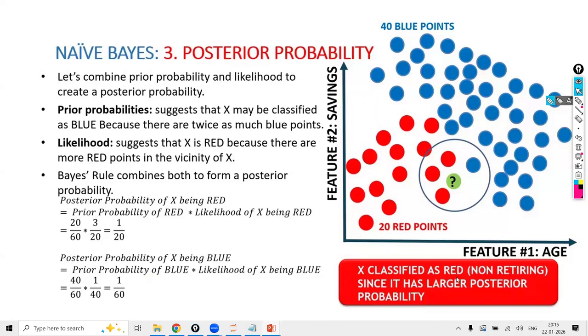Since the data point has the larger probability with red, automatically the new data point, the person having this much age and this much savings, whether this person has to retire or not, means not to retire, because close to him more people are not retiring. When more people are not retiring, obviously what will he do? He will also not retire.